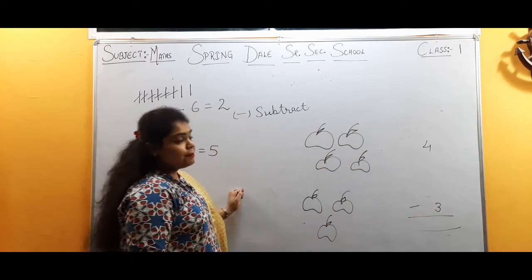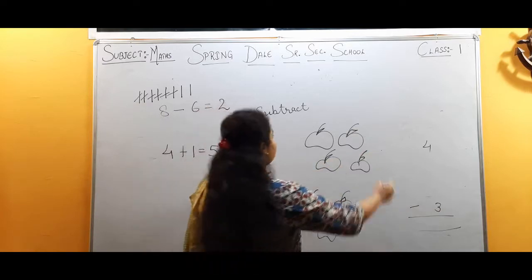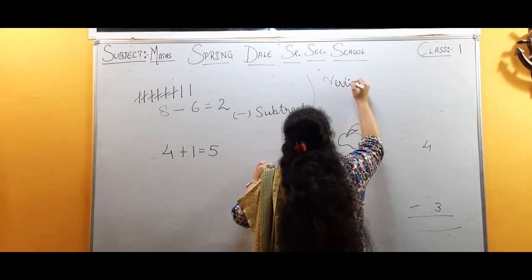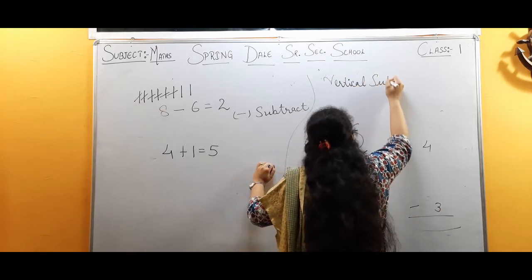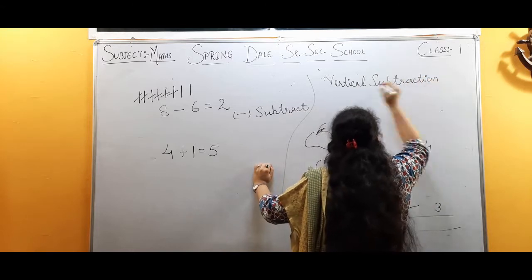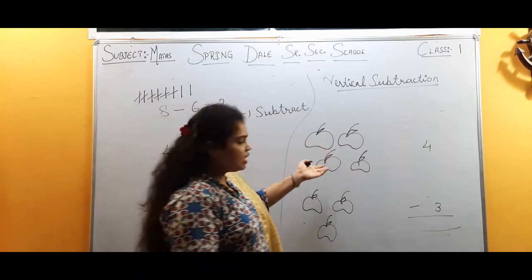अभी हम क्या सीख रहे हैं? माइनस. तो क्या होगा? सब्ट्रैक्शन होगा. इसे हम क्या बोलते हैं? वर्टिकल सब्ट्रैक्शन. मतलब हमें क्या करना है? माइनस करना है. So the number we have, 4.